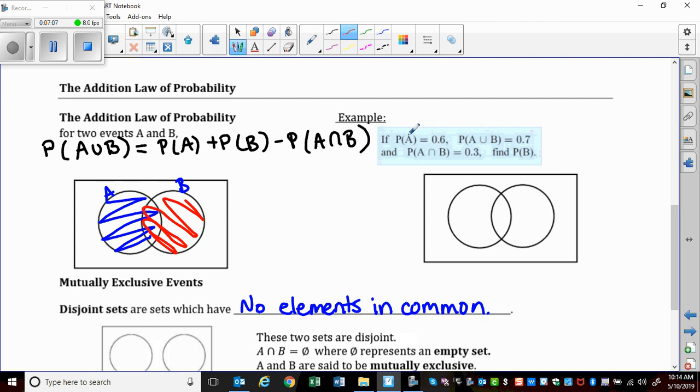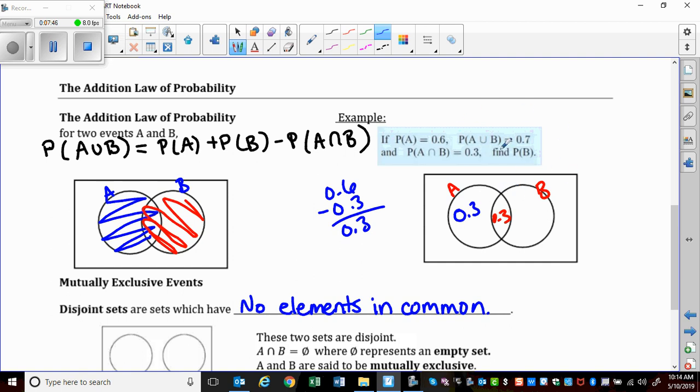So let's do an example. If the probability of A is 0.6 and the probability of A union B, so this is A and this is B, is 0.7, and the intersection of A and B is 0.3. So this is 0.3. Find the probability of B. Well, if the intersection is 0.3, then I have to subtract that from the probability of A. The whole thing of A is 0.6. So 0.6 minus 0.3 gives us just this part of A, which is 0.3. So this part is 0.3.